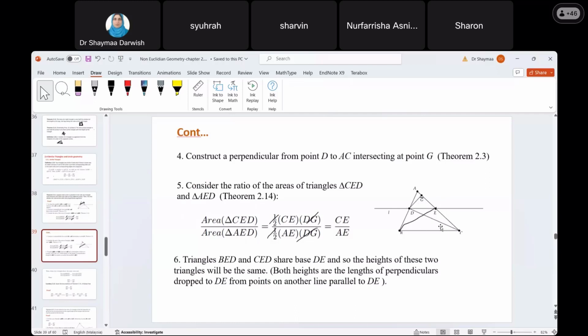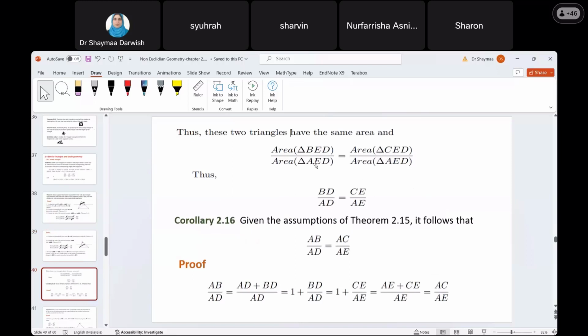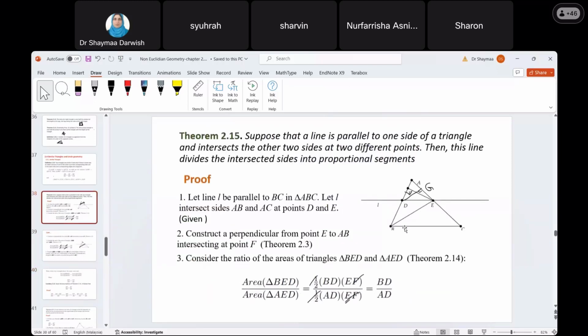They have the same base DE, and for each triangle you can draw a height to DE from C and from B. The height is the same because the lines here are parallel. So the areas of both are the same. Since the areas are the same, the two ratios are equivalent: BD over AD equals CE over AE. And we can conclude that AB over AD equals AC over AE, AB, the bigger one, over AD is equal to AC over AE.